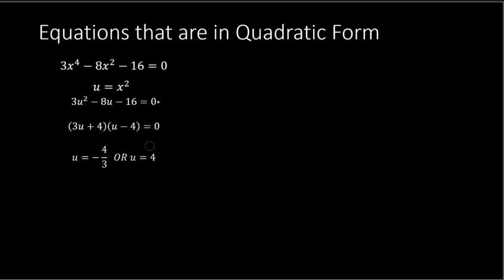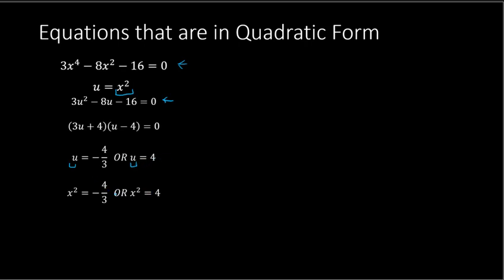So we have solved that equation right here that we created, but we're not done yet, because the initial equation up here had x's and x squareds. So what we need to do is we need to back substitute. So in place of the u down here, we need to plug back in the x squared. So put back in x squared for u. We get x squared equals negative 4/3, or x squared equals 4.